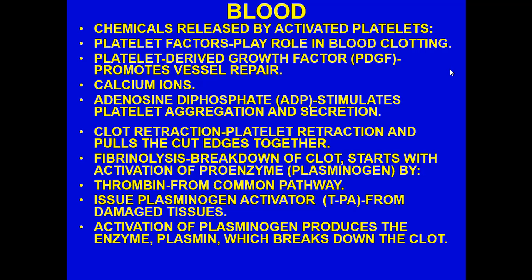You've got to eventually have this where it breaks down. And this starts by the activation of a proenzyme called plasminogen. It is activated by thrombin from the common pathway. Also tissue plasminogen activator, TPA. And this is going to be released from damaged tissues. The activation of plasminogen produces the enzyme plasmin, which breaks down the clot.